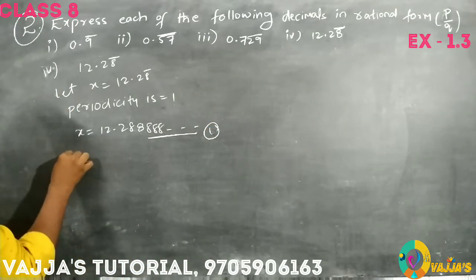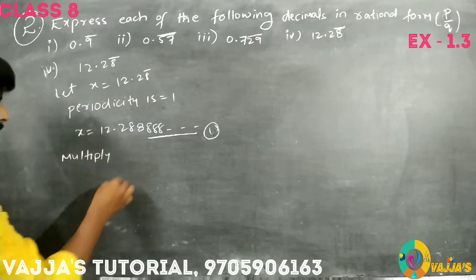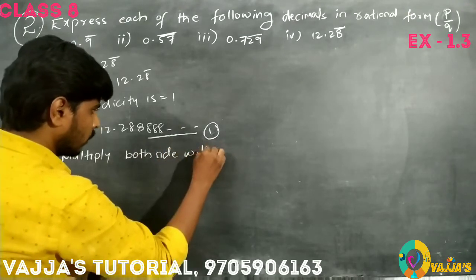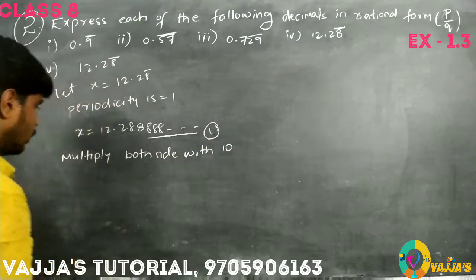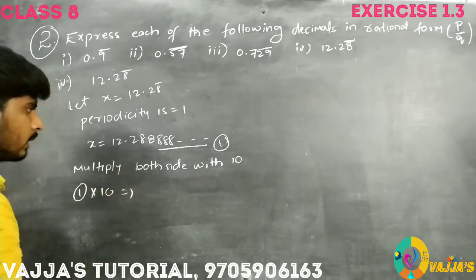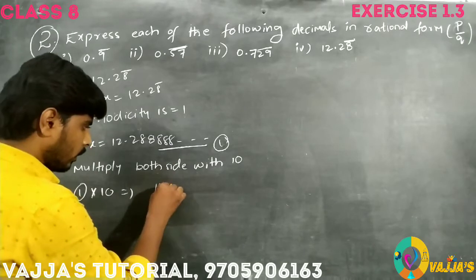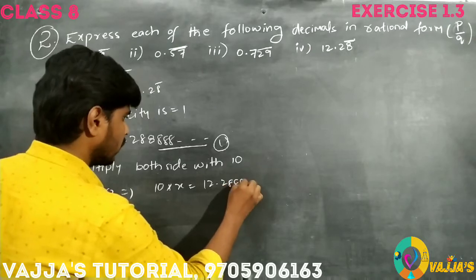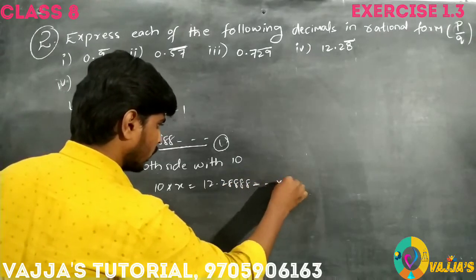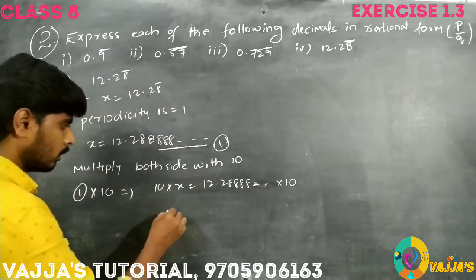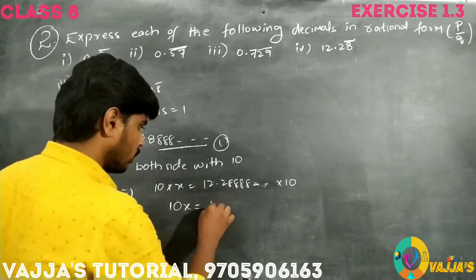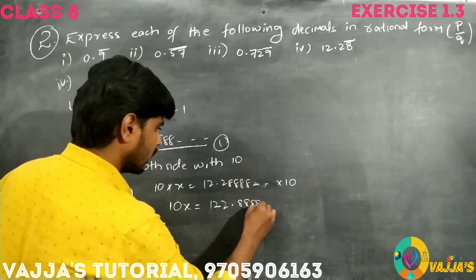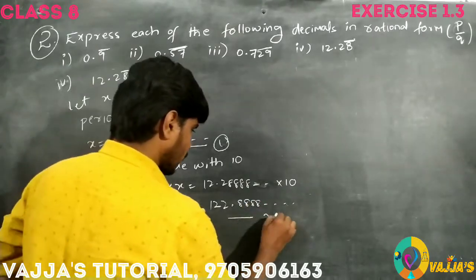Okay, so multiply both sides with 10. Okay, equation 1 into 10, that implies, so 10 into x is equal to 12.2888 and so on into 10. Okay, so what becomes? 10x is equal to 122.888 and so on. Okay, consider this equation 2.